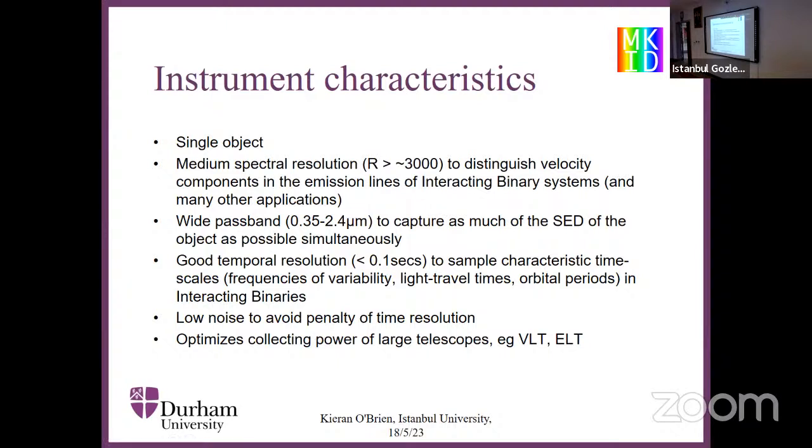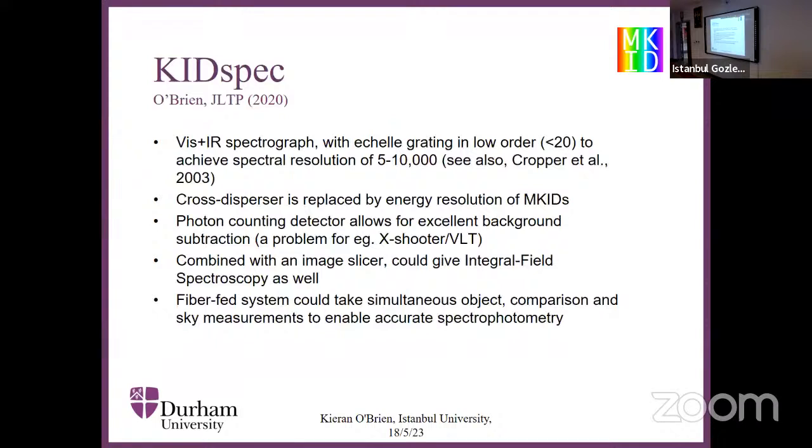Now, for those of you who do optical and infrared spectroscopy, you'll probably recognize that a lot of these look like use cases for X-shooter on the VLT. X-shooter is a phenomenally successful multi-arm spectrograph with a spectral resolution of several thousand. But it does have its problems as well. One is things like background subtraction, and also the fact that it needs 3 arms, which has its own limitations. So we came up with the concept of KIDSpec, a way to do a similar X-shooter type instrument, but with M-kits.